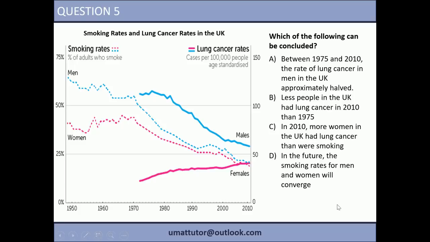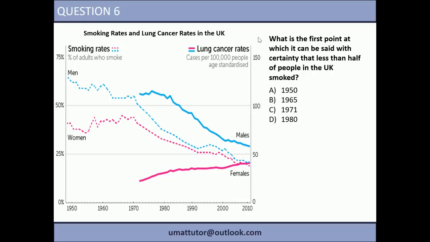Option D, just finally, in the future. So already we're thinking probably not the right answer because you can't make predictions about the future. The smoking rates for men and women will converge. Well, it looks like they may be converging, but again, no predictions about the future can be made. So the best option out of the four would still be option A.